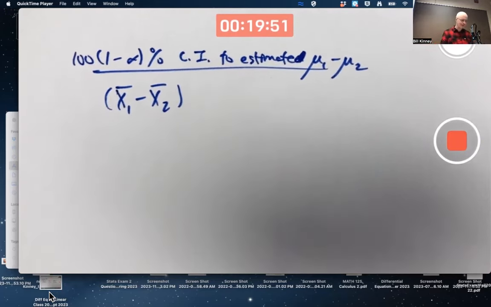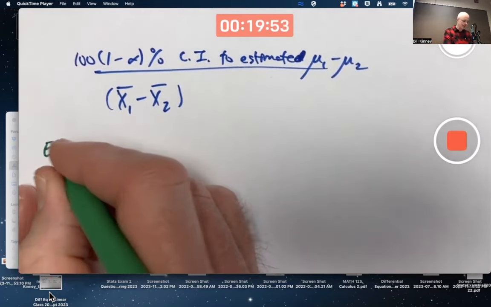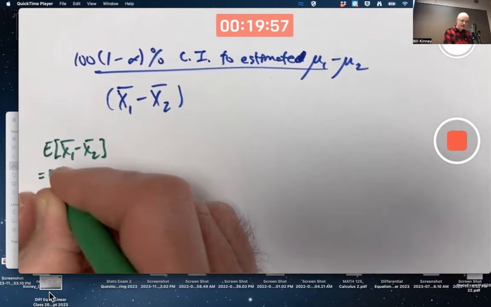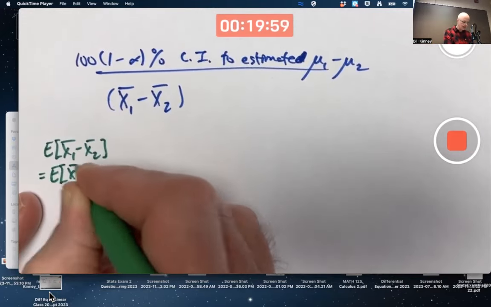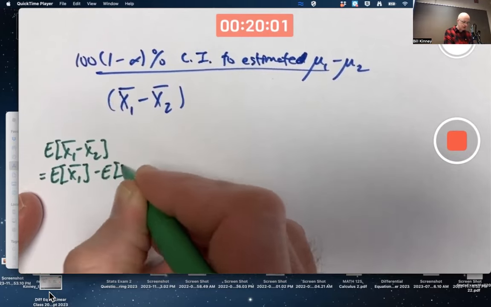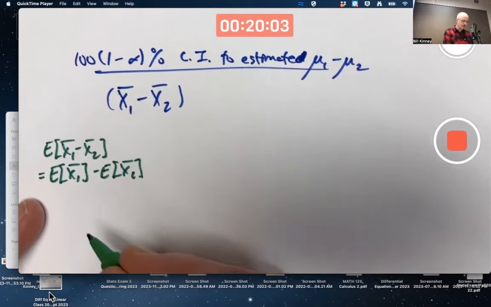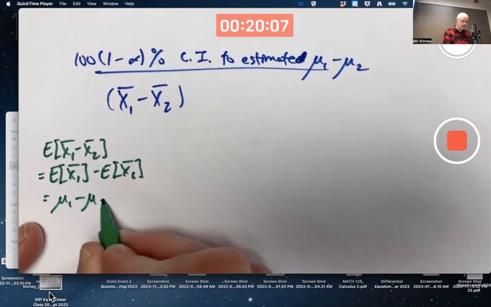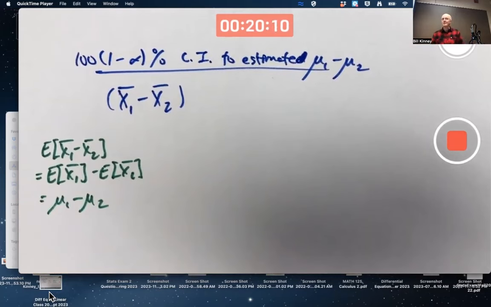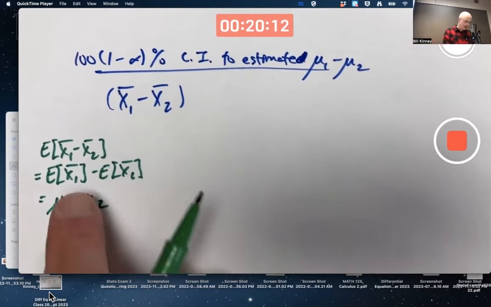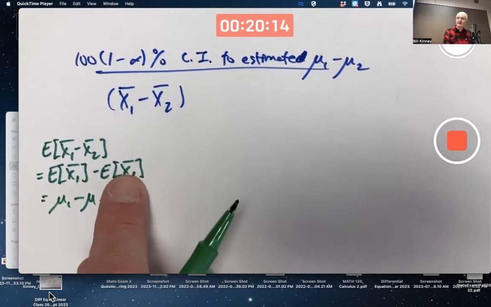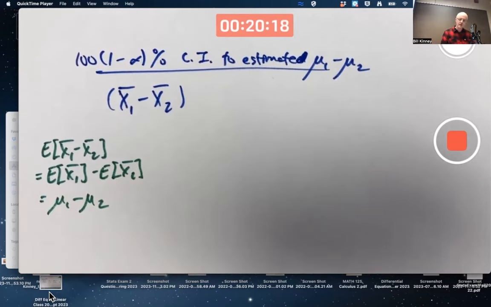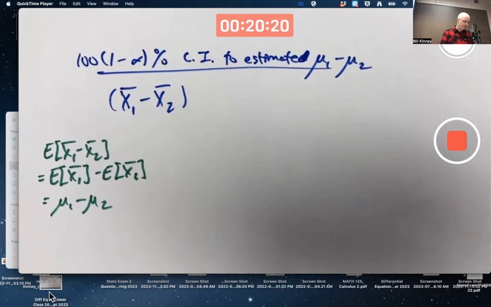We should emphasize that here. The expected value of x1 bar minus x2 bar is the expected value of x1 bar minus the expected value of x2 bar. That's a property of expectation. And that's mu1 minus mu2. Because we know that's an unbiased estimator for mu1, and this is an unbiased estimator for mu2. So the difference is an unbiased estimator for mu1 minus mu2.